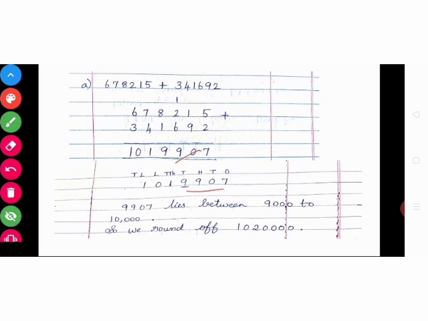Which one is closer in this number, 9,000 or 10,000? 9,907 is closer to 10,000. So we round off to 10,20,000.